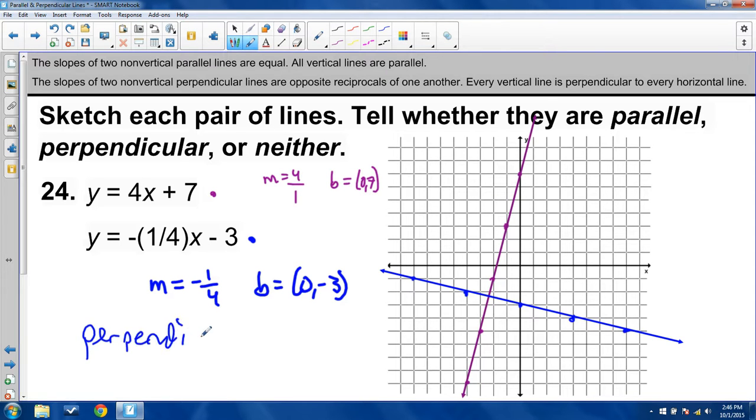I guess I shouldn't have asked, are they perpendicular? I should have asked, are they perpendicular, parallel, or neither? Perpendicular. But I know they're not parallel because they intersect.